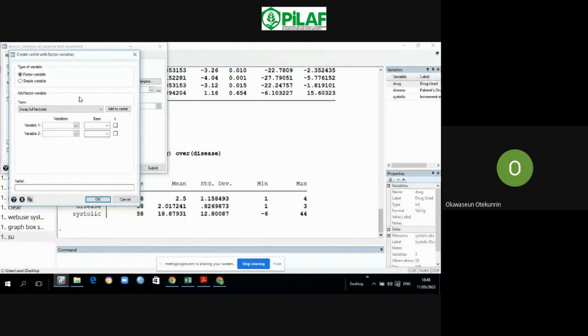Then under variables, variable 1 is drug. Choose drug. Variable 2 is disease.